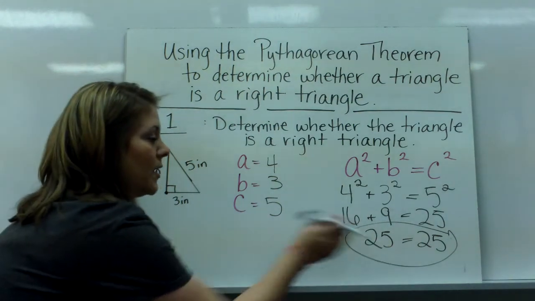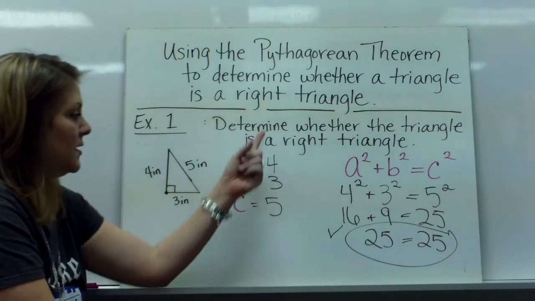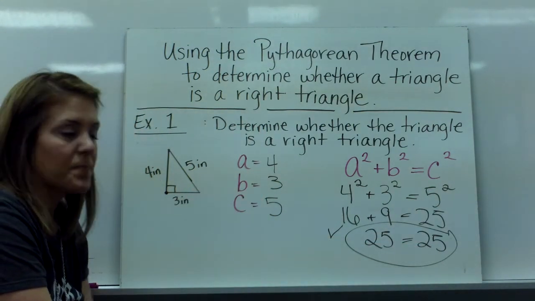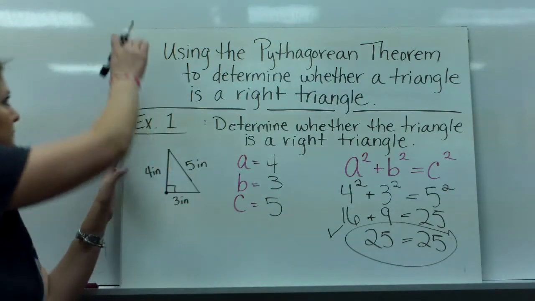So since when I plug in those values, my two sides are equal, then it is true this is a right triangle. If the two sides became unequal, then it wouldn't be a right triangle.